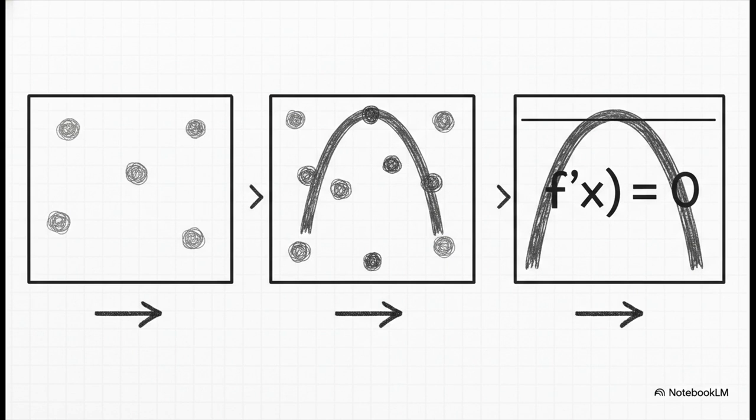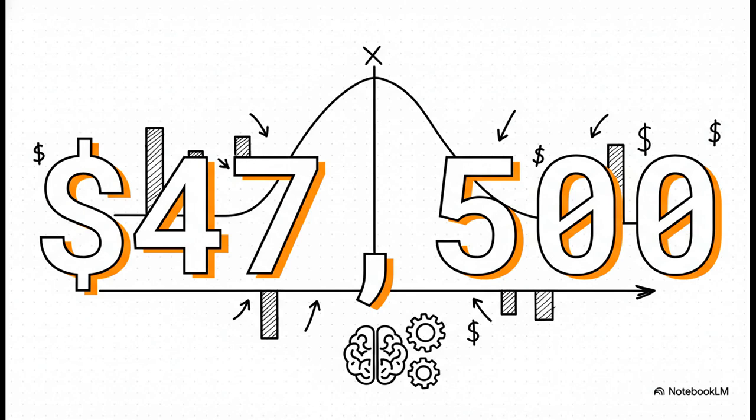Now our path is clear. We take the derivative of that function, set it equal to 0, and solve for x. And that x will be the ad spend that takes us right to the top of that sales curve. And there it is. After we run the numbers, the calculus gives us a single, definitive answer: $47,500. This isn't a ballpark figure. It is the precise, optimal amount to spend on advertising each month.